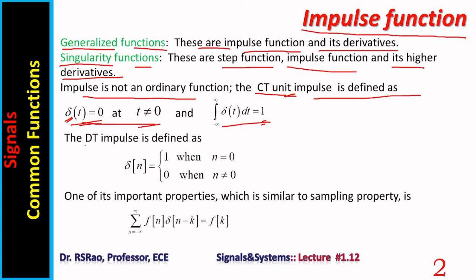Now we consider the DT version of impulse. It is defined as delta of n is 1 when n is 0 and 0 when n is not equal to 0. This is the DT version. One of the important properties of the DT impulse is sigma n from minus infinity to plus infinity of f of n delta of n minus k equal to f of k. This is similar to the sampling property.